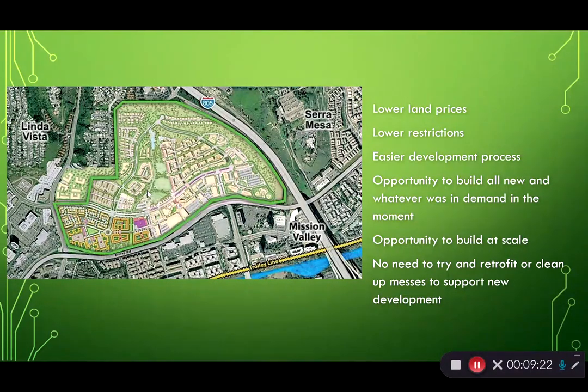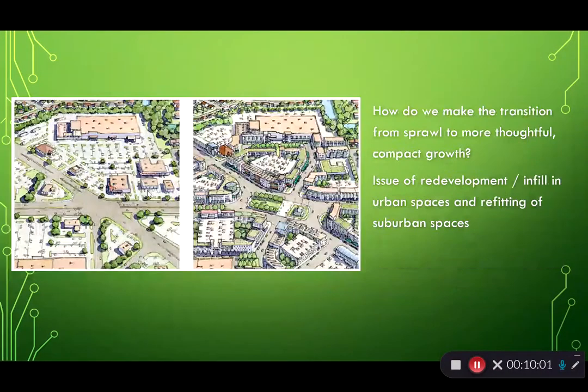And because you can assemble land more easily, you can build at scale, and you're not trying to retrofit or clean up messes. So as we talked about with brownfield redevelopment, oftentimes in our inner cities, the land that is available there is contaminated or has some issues that have to be dealt with before development can occur. And so if you're building out on former ag land or just what was open space before, it's much easier to put in new development without all of the headaches and hassles. So all of that's contributing to suburban sprawl, making it easier and more attractive to build farther out and more cost effective as well. So what do we do about this?